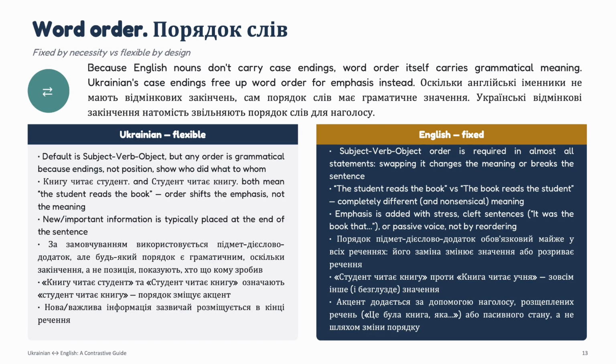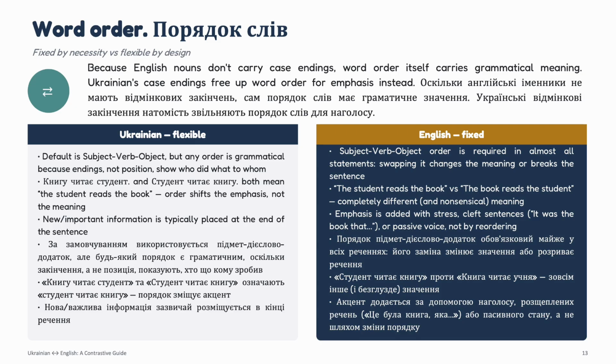Okay, word order. Because English nouns don't carry case endings, word order itself has to carry grammatical meaning. Ukrainian's case endings do the job instead, which frees up word order to do something else, like signal emphasis. In Ukrainian, the default order is subject, verb, object, but to be honest, any order is grammatically correct. It's just changing what exactly you would like to emphasize in a sentence when you change the words.